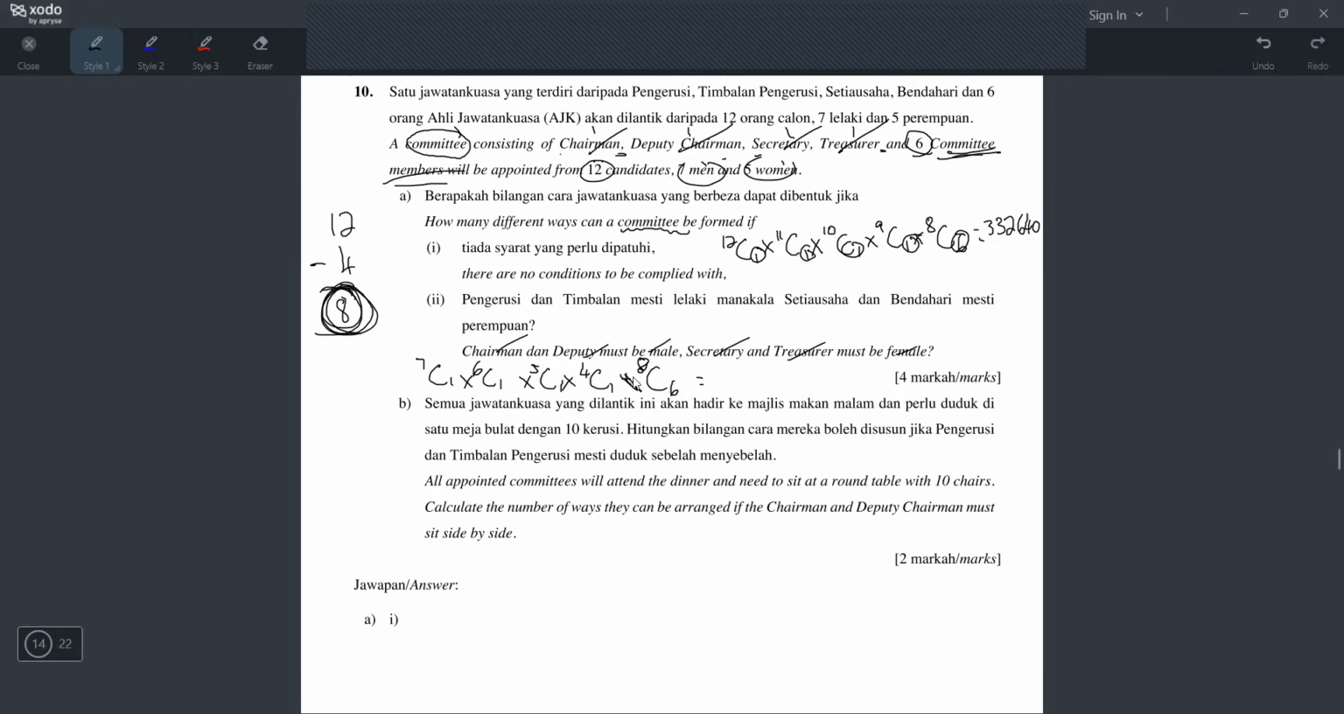And then times. This one is not plus, it is times. Then you just press the calculator: 7 times 6 times 5 times 4 times 8C6. The answer is 23520. So just write that down, then you get 4 marks.